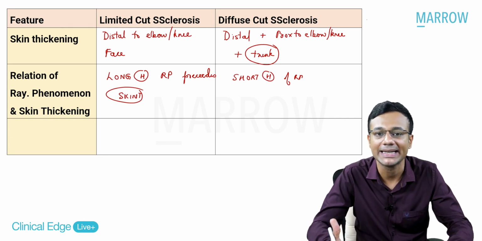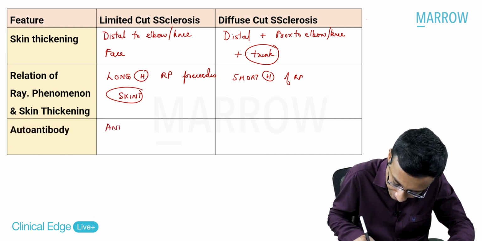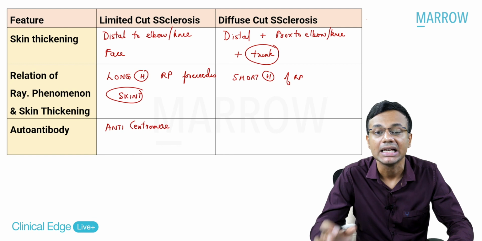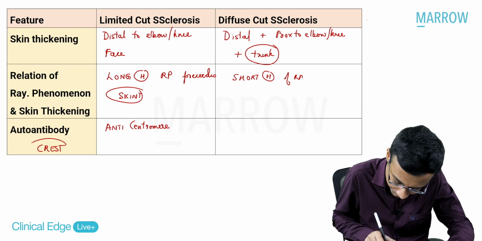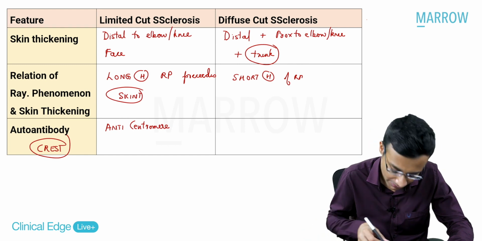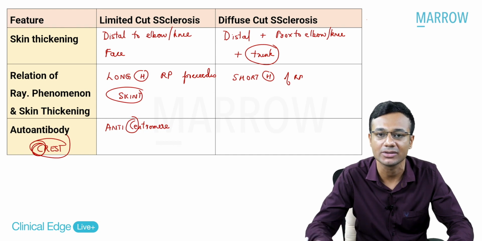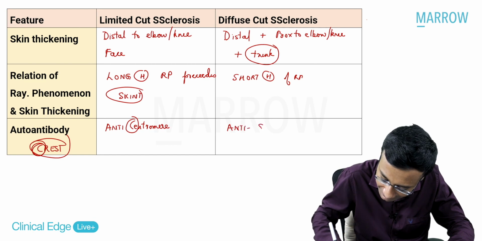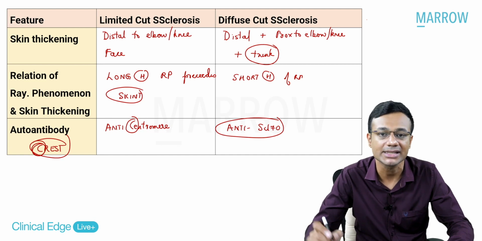The most important antibody to remember here for limited cutaneous systemic sclerosis is anti-centromere antibodies. The best way to remember this is the other name for limited cutaneous systemic sclerosis is CREST syndrome. That is calcinosis, Raynaud's phenomena, esophageal dysmotility, sclerodactyly, and telangiectasia. From the first letter C, you can remember anti-centromere antibodies for limited cutaneous systemic sclerosis. Whereas for diffuse cutaneous systemic sclerosis, it is going to be anti-SCL70. So anti-SCL70 antibodies are for diffuse cutaneous systemic sclerosis.